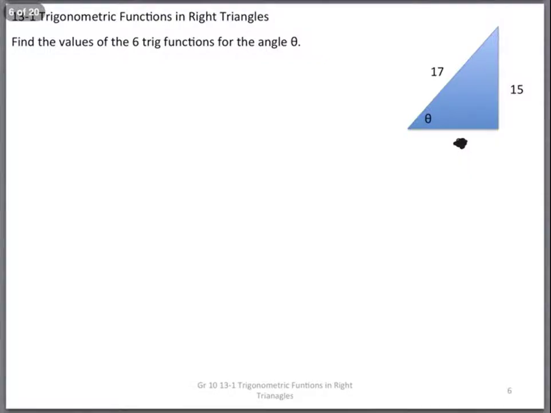Okay, so you'll see here we have the same directions, a triangle. One of the things you need to notice is here's your right angle, so that means that 17 is your hypotenuse. Keep in mind we always need to know what's the opposite, what's the adjacent, and what's the hypotenuse. So the hypotenuse is 17.